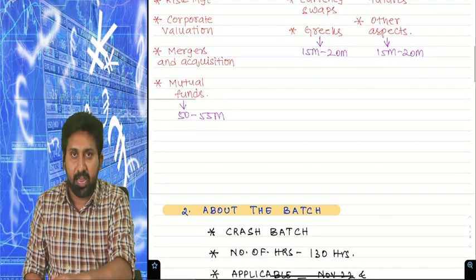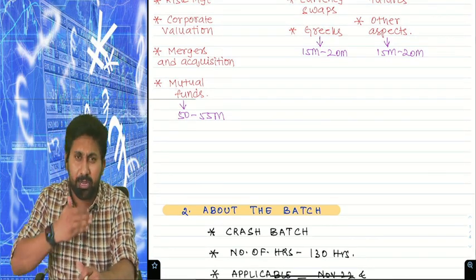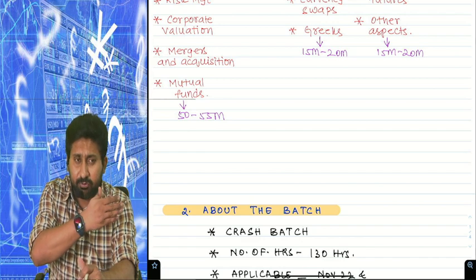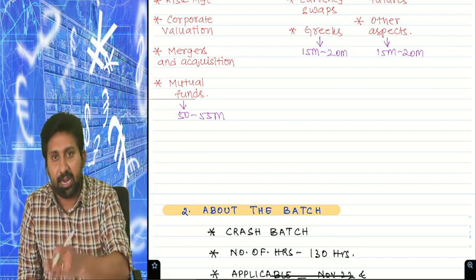Next comes the heavy weighted chapter, mergers and acquisition. So many concepts are there, around 15 to 20 different kinds of merger combination problems are there, we will be doing with analysis.